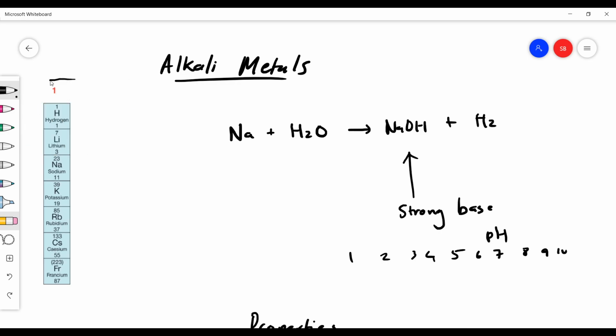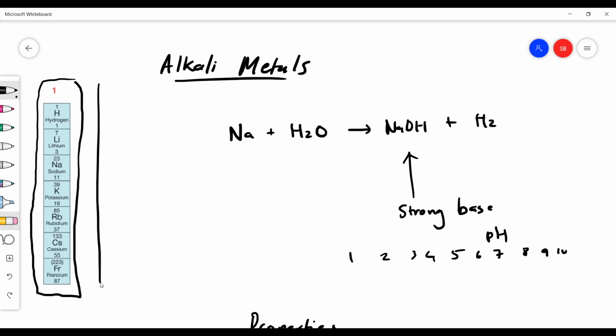So the alkali metals are a group of elements. Remember, a group is just a column going downwards like this. And here they are. We've got lithium, sodium, potassium, rubidium, caesium and francium. These are all the alkali metals. You get different names for groups of elements, like the halogens and the noble gases. These are called the alkali metals.